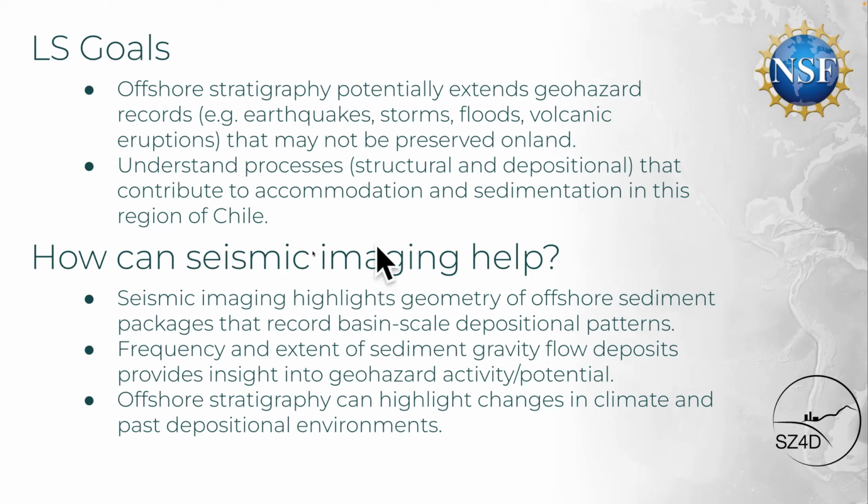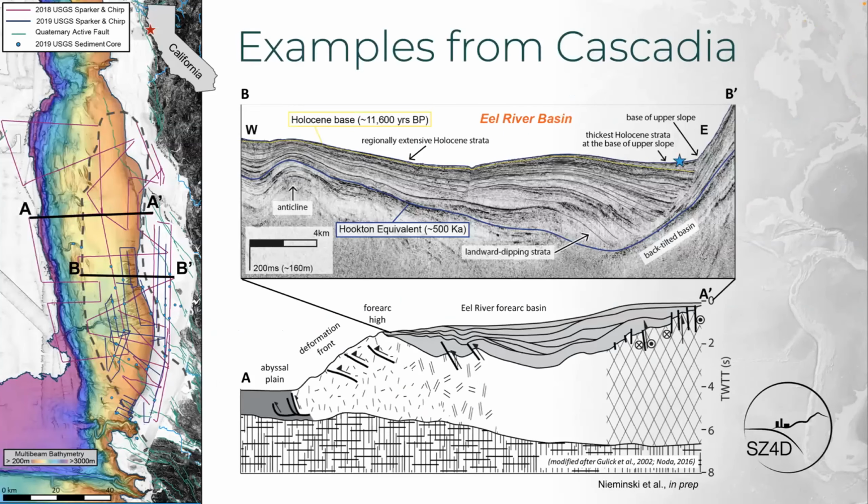And so, as she says here in this second part, seismic imaging can give us the geometry of offshore sediment deposits that record basin scale depositional patterns. They can also provide one piece of information towards the frequency and extent of sediment gravity flow deposits, which give an insight into geohazard activity in deeper time, and also give offshore stratigraphy to highlight changes in climate and past depositional environments. And so to illustrate what seismic imaging might be able to do for LNS, Kristen included a couple of examples from Cascadia.